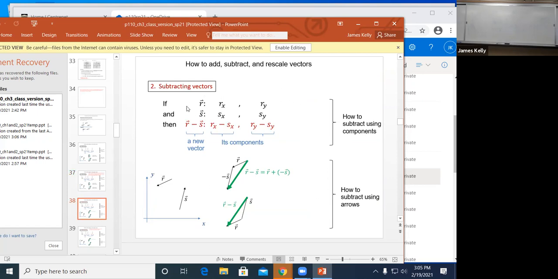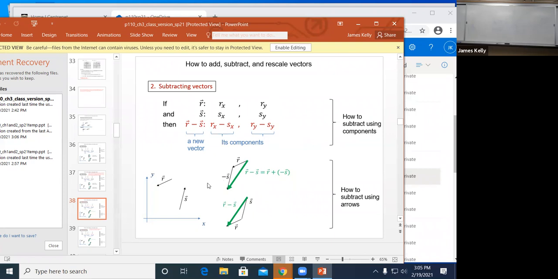Subtracting vectors uses the same kind of definition. If I have a vector r and a vector s with components rx and ry, sx and sy, to get the x and y components of the vector r minus s, you get the x component by subtracting the respective x components of the 2 vectors. Easy enough. It's the only definition you really could make up that would make any sense.